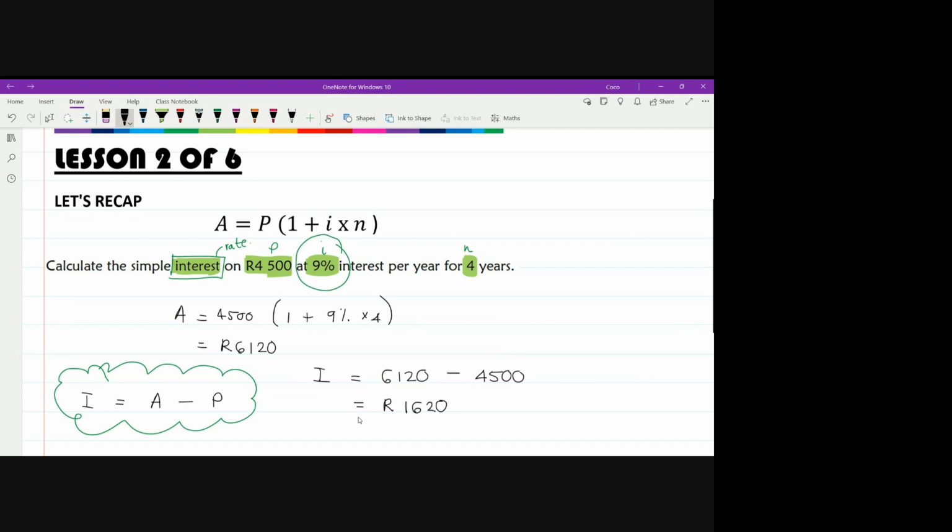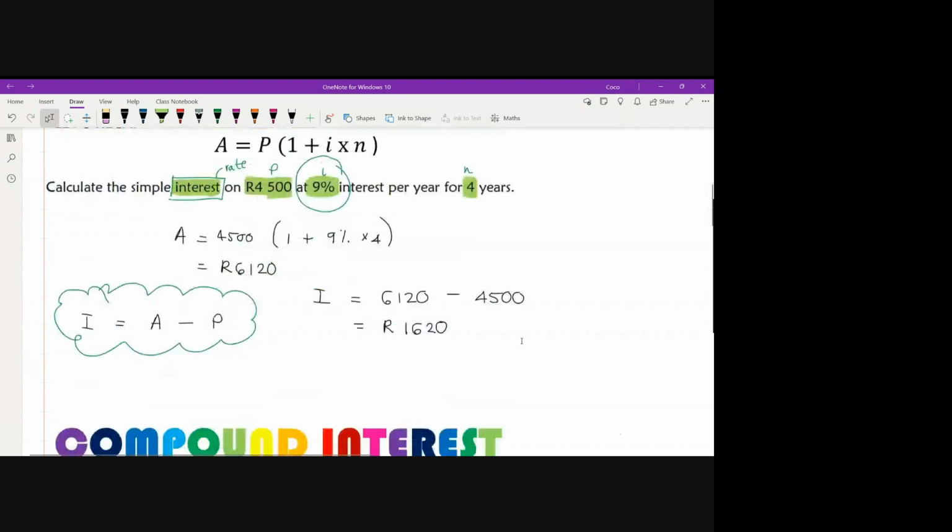In your quiz, you will also get a question like this. So look out for the difference between the word interest and the word interest rate. Okay, all right, let's talk about compound interest today.